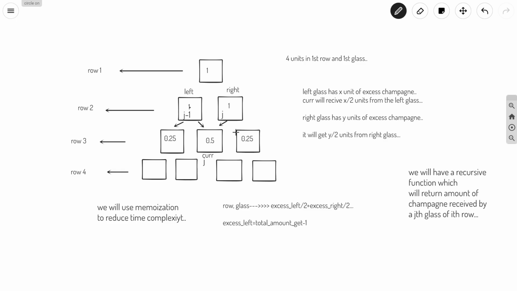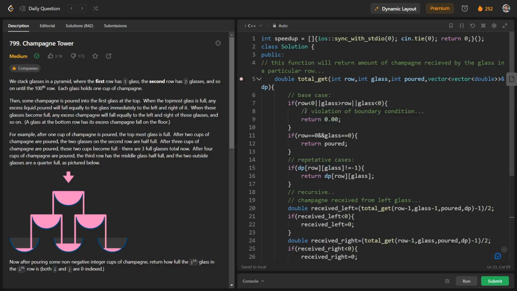And talking about base cases, if we are on the 0th row and 0th glass, we will just return poured. So that's what we have done here. Because it will not be passed in any other, because this amount will be stored here. And if a boundary condition is violated, that is if row is less than 0, or glass is greater than row, or glass is less than 0, we will just return 0.